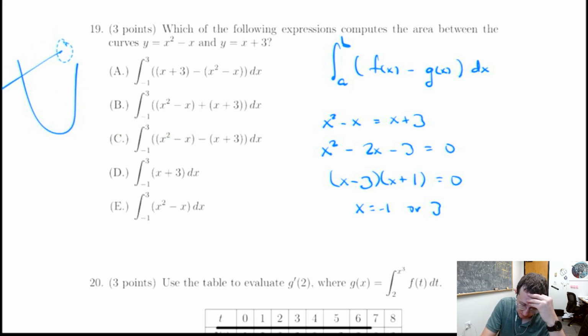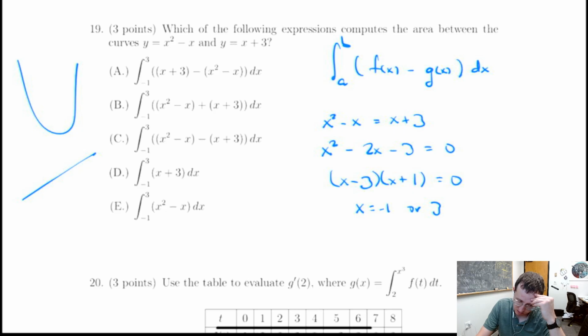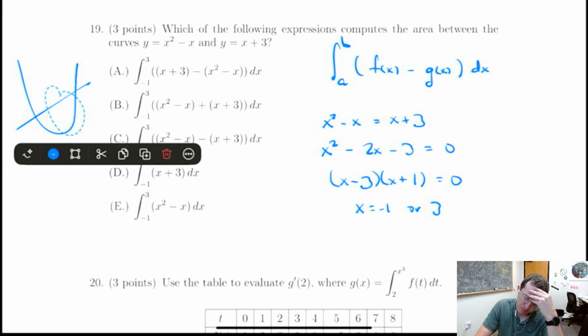Now, I'm not worrying about where exactly the line is, but I know it's not below the curve, because then they wouldn't be asking me this question, because there's not a finite amount of area between these 2 curves. I need the line to be up here in order for there to be an area.